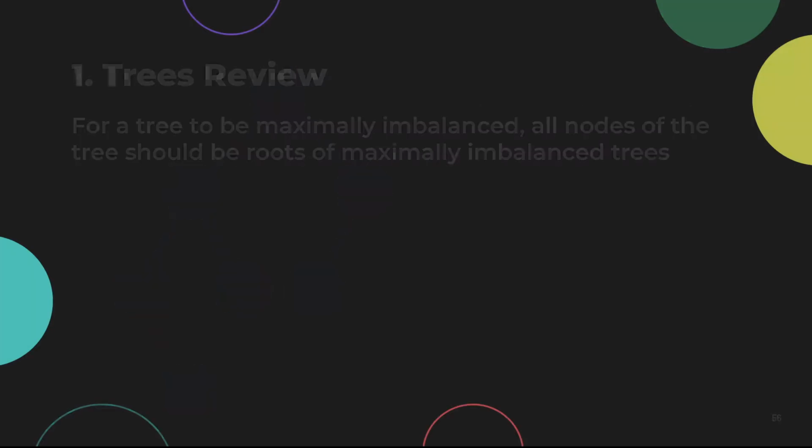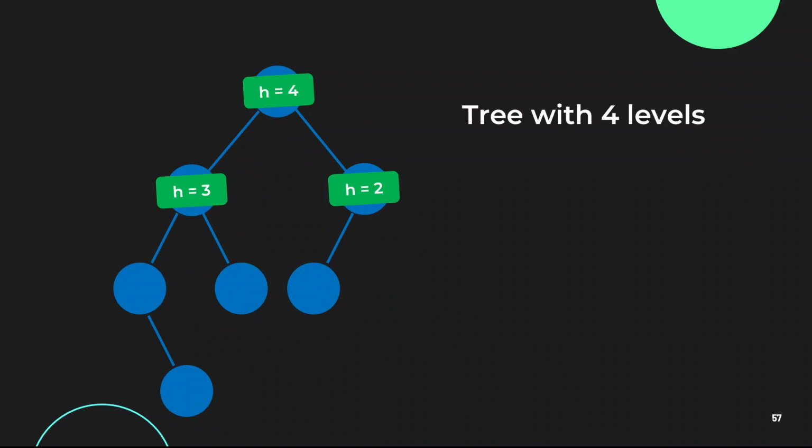So this bare minimum here, given a tree of 4 levels, I can see that the levels in my left subtree is just 3, and the right one is 2. If it happens that my right one has a height of 3, then I can just remove one of them, right? So for it to be maximally imbalanced, this is the pattern. Should be 3, should be 2, for 4 levels. This is just one example of trees here.